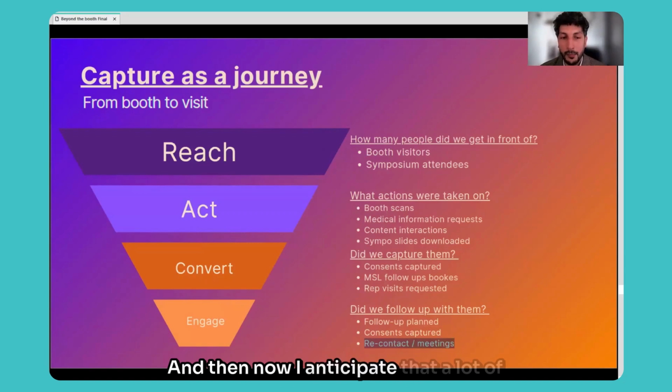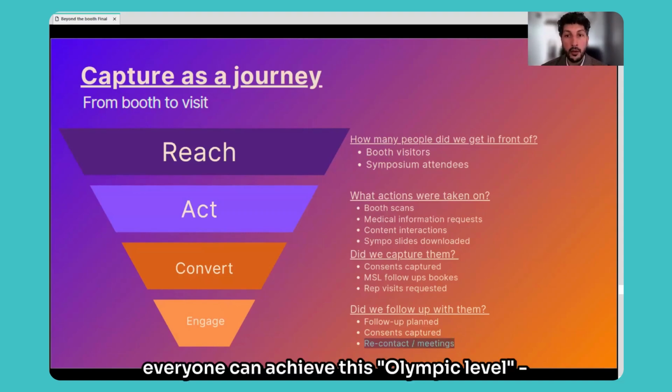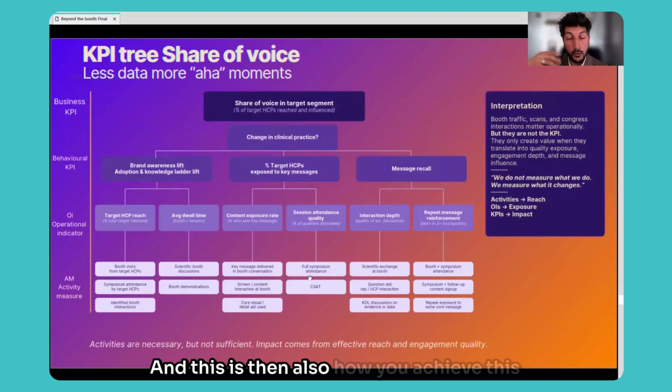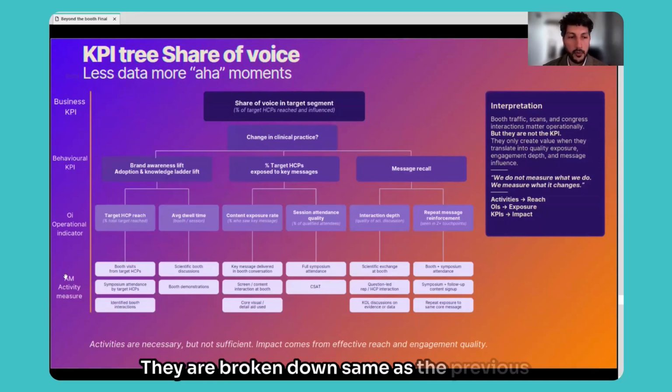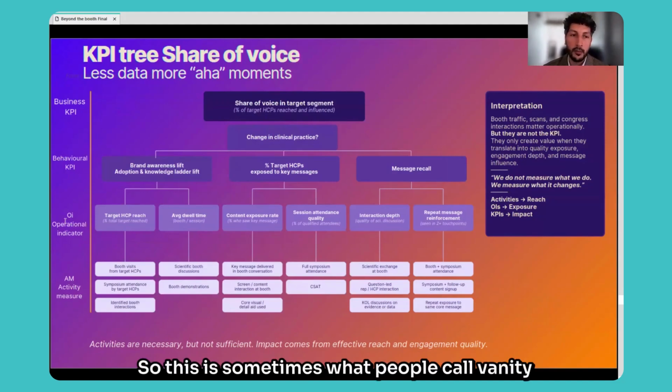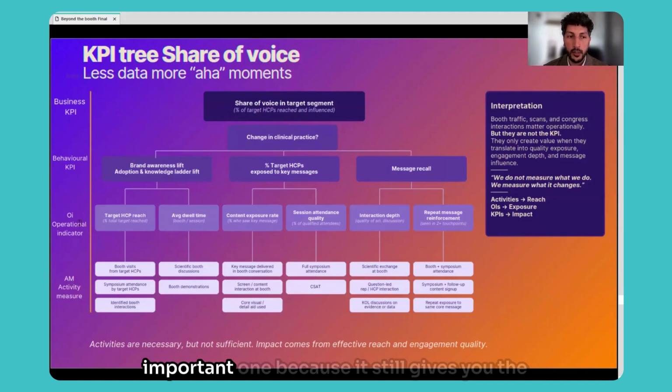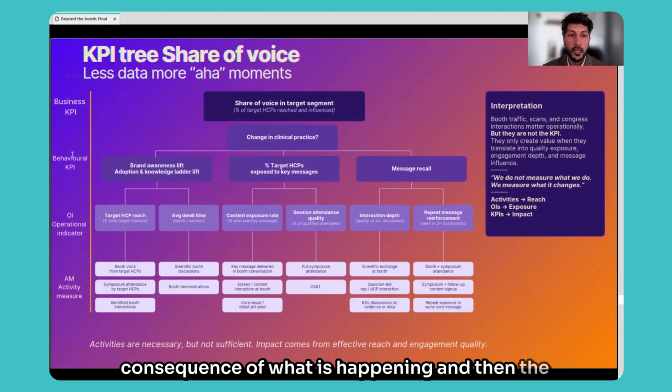And now I anticipate that a lot of people will be scared of the next slide that I will show, but this is ultimately, again, not everyone can achieve the Olympic level, how you should measure your KPIs. And this is then also how you achieve this very famous question: how do you activate change in behavior or change in clinical practice. So on the left-hand side here, you can see that all of those KPIs are broken down. They are broken down, same as the previous slide, into activity measures and operational indicators. So this is sometimes what people call vanity metrics, but for me, actually, this is quite an important one because it still gives you the consequence of what is happening, and then the behavioral KPI.